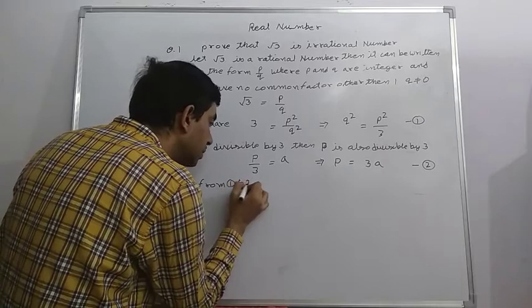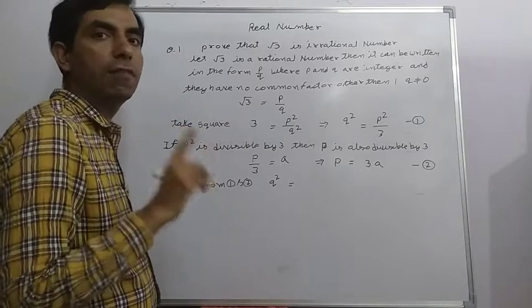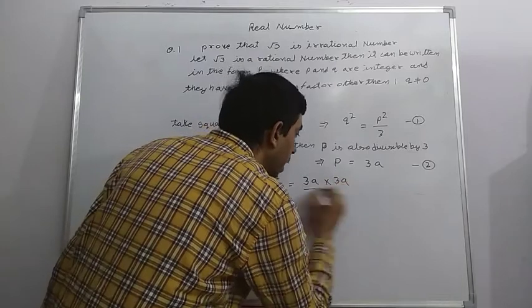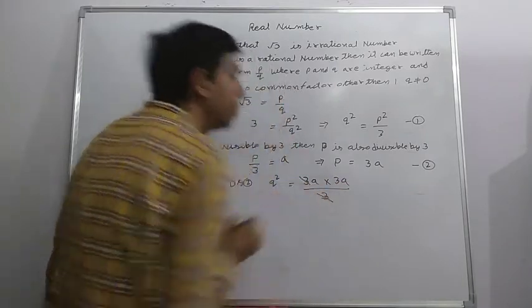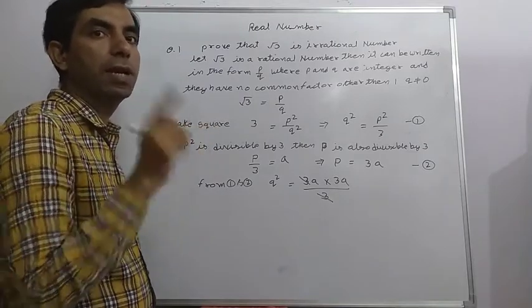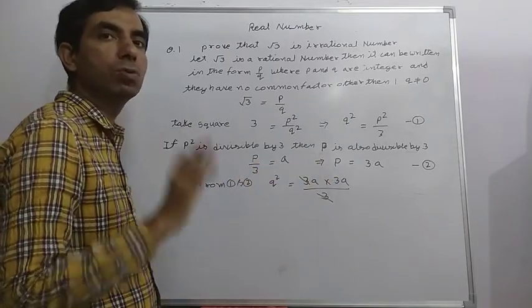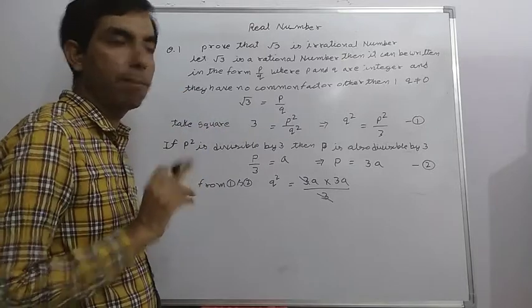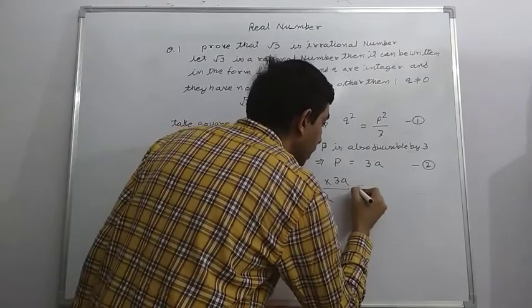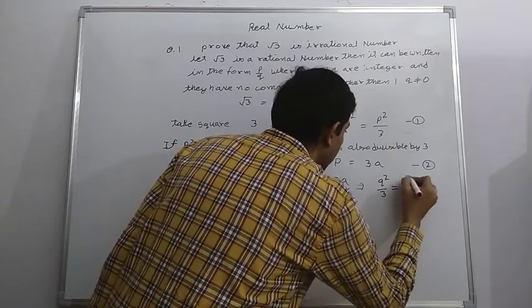From first and second, q square equals p square upon 3, so we write the value of p twice: 3a multiplied by 3a upon 3. One 3 is cancelled. Again we follow the previous rule: write numbers as denominators and alphabets as numerators. Here all alphabets are in the numerator, so they do not change sides, but the number is in the numerator, so we change it. So we get q square upon 3 equals a square.